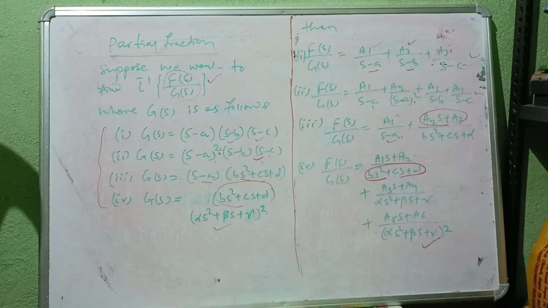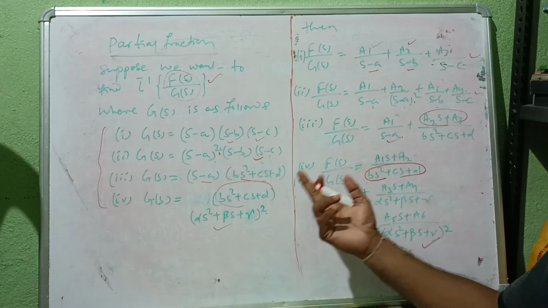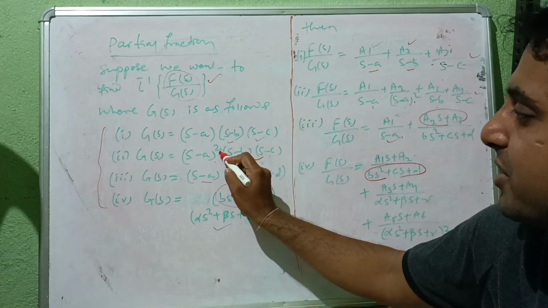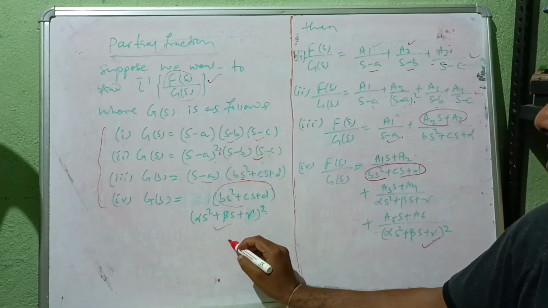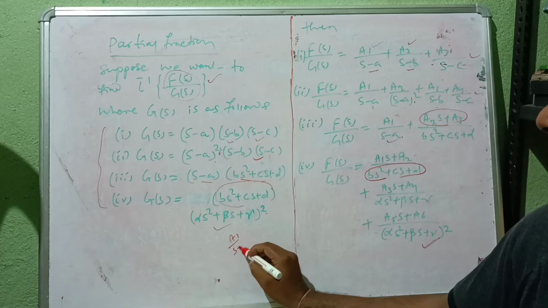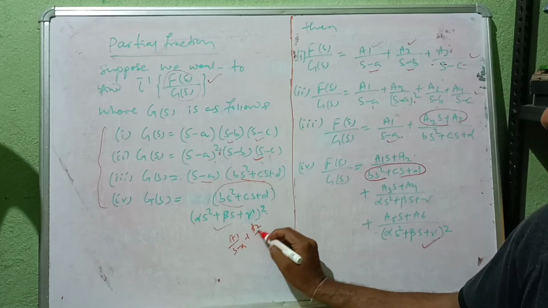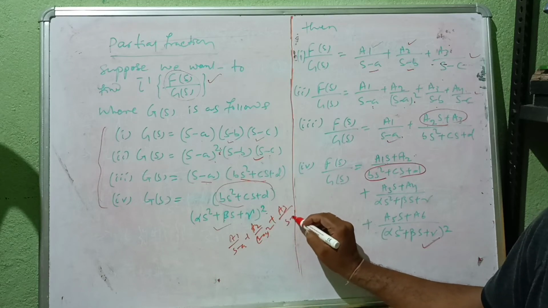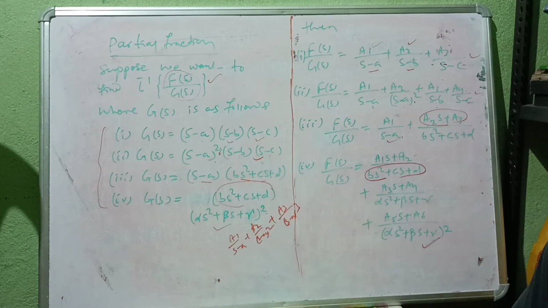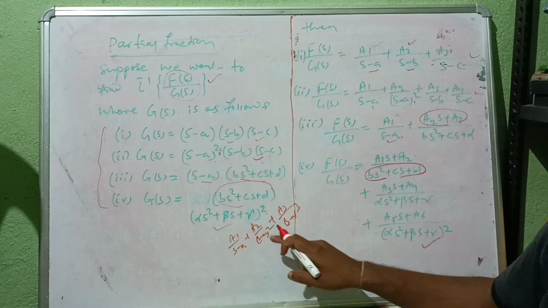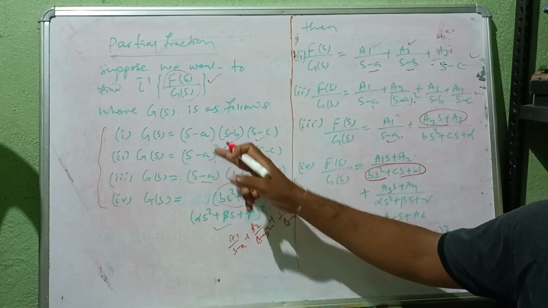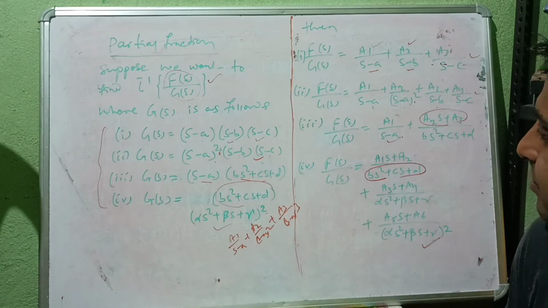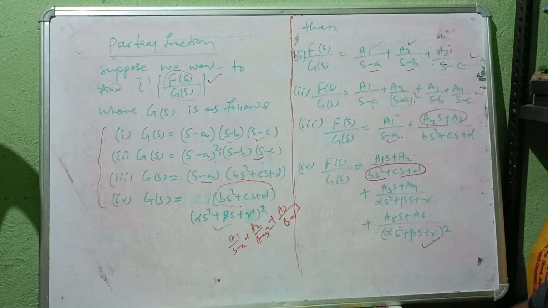Okay, so what we note is that if it is a square or a cube, suppose it is s minus a whole cube, then what we have to write is a1 by s minus a plus a2 by s minus a square plus a3 by s minus a cube. Right? So according to the degree, we have to take that many terms. Clear? So just note it.